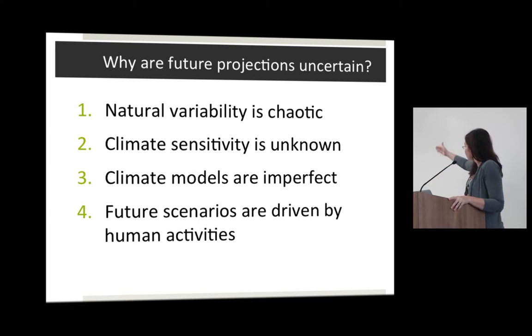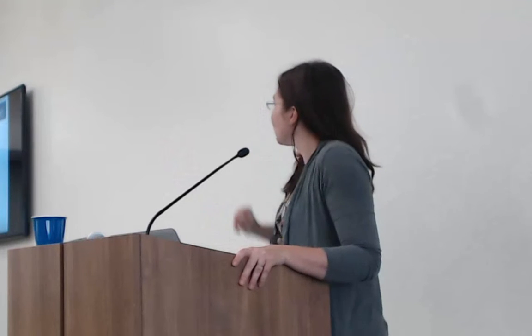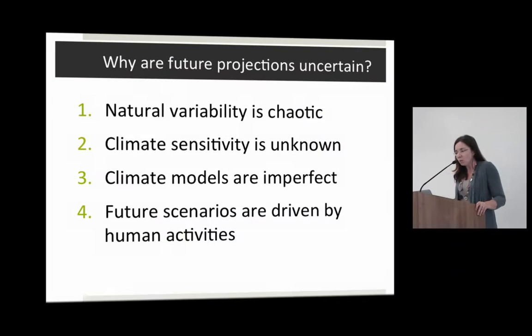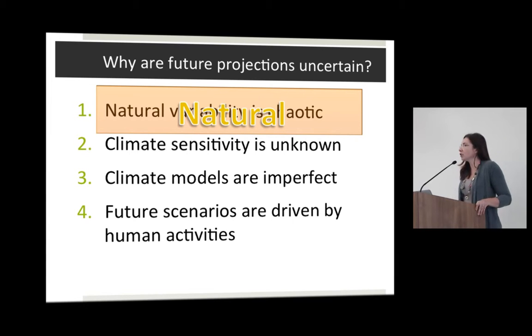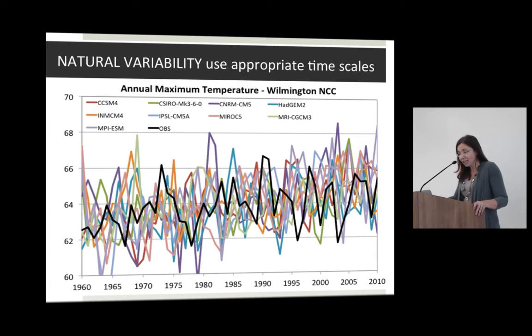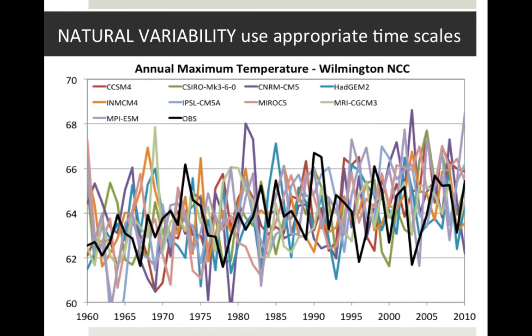Step #2, for each one of those reasons, there's specific things we can do. What's the thing that we can do with natural variability? With natural variability, we can make sure it's natural. We can make sure that we look at future climate over appropriate time scales. To illustrate that, I'm sharing with you this plot, a plot that I made when I was working with the state of Delaware. This is looking at annual maximum temperature, so annual daytime temperature, from 1960 to 2010.